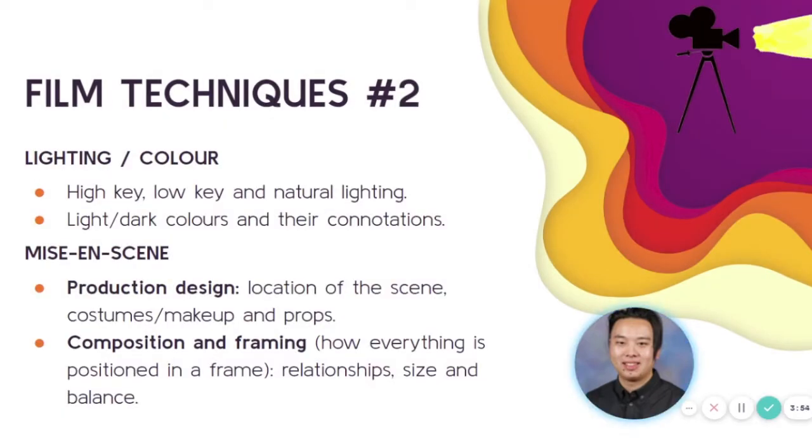You also need to know about lighting and color. So remember high key and low key lighting. High key being a really bright, even range of lights, no shadows. In contrast, low key lighting being really dark lighting, lots of shadows, a lot of contrast between light and dark as well, and also natural lighting. You also need to consider colors and lighter and darker shades of colors and their connotations. What kinds of emotions are conveyed or elicited through different colors and different lighting techniques.